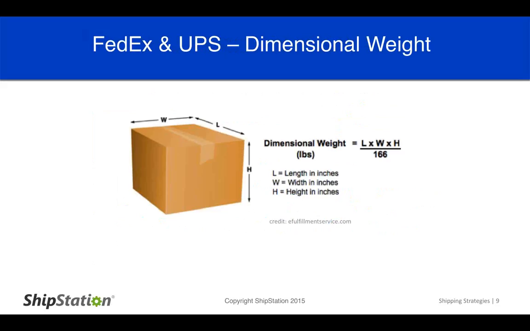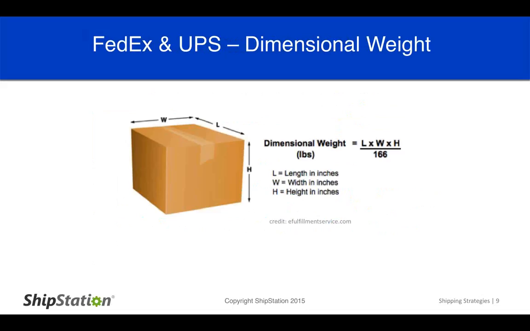If you ship using FedEx or UPS, or plan to in the future, you should be aware of a new standard they've implemented in the past year called dimensional weight. Dimensional weight takes into account the size of the package, not just the actual weight. They have a formula you can use to calculate dimensional weight by multiplying the length times the width times the height of the package, and then dividing that by 166.